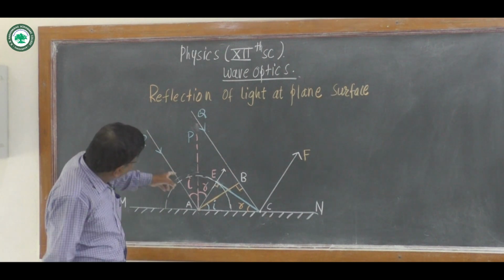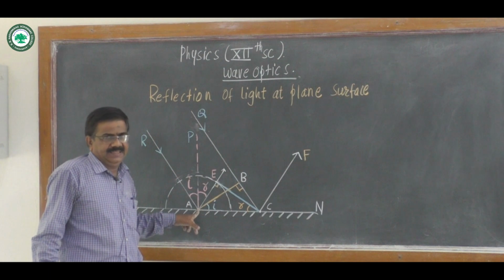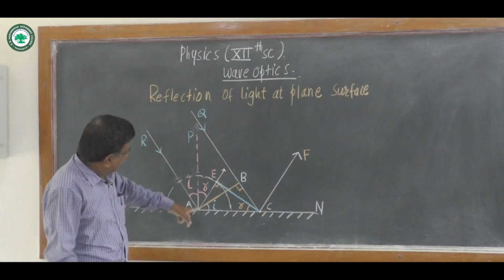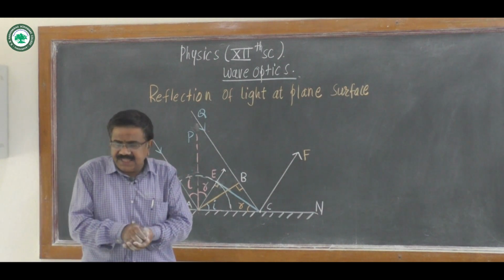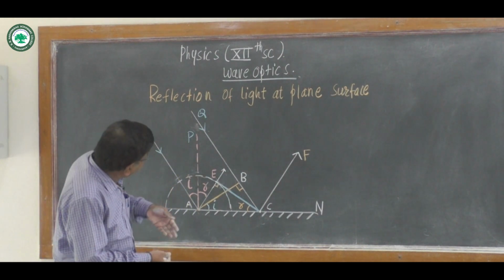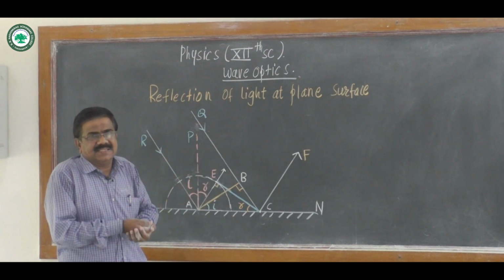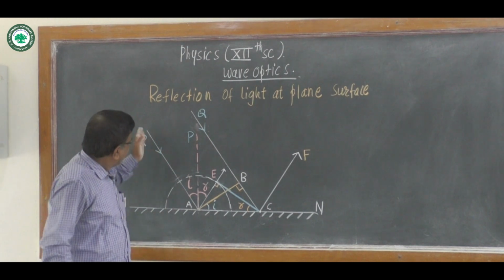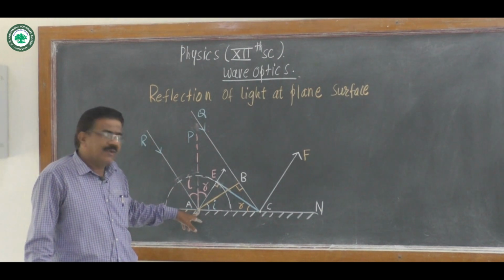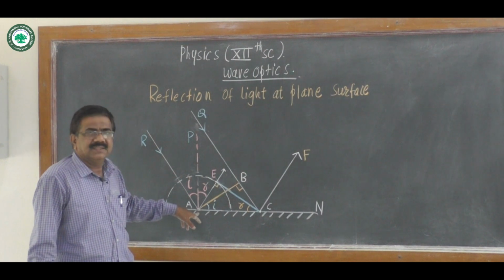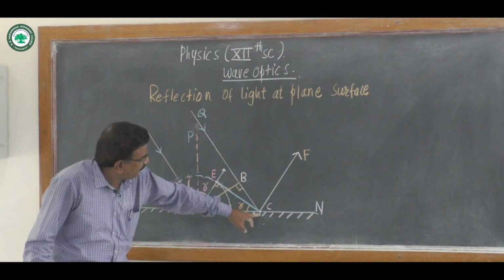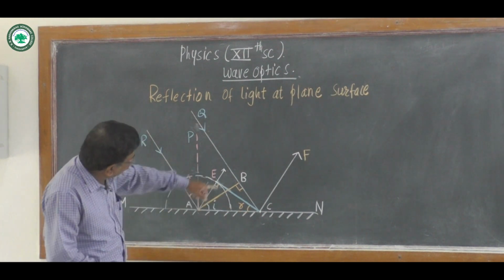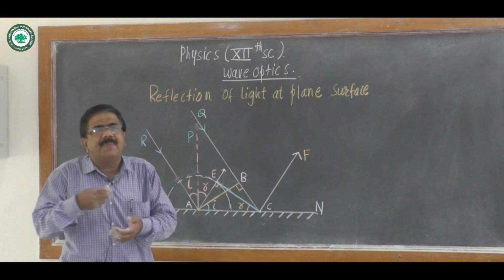The wavefront first touches the surface at point A, and according to Huygens principle, point A becomes a secondary source of light and it emits secondary wavelets in the form of a hemisphere. At time t equal to 0, the wavefront reaches point A. Then the wavefront reaches from point B to point C. Suppose it reaches from B to C in time T.